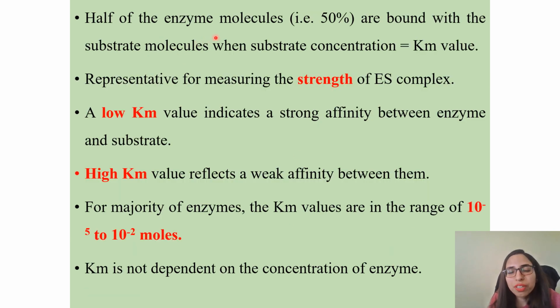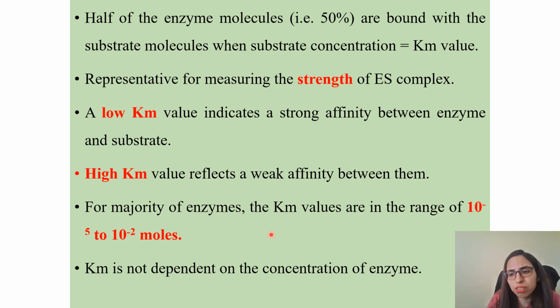Next, half of the enzyme molecules are bound with the substrate molecule when substrate concentration is equal to the Km value. This represents the measurement of the strength of the enzyme substrate complex. It means from the Km value we can tell whether there is a strong affinity between the enzyme and substrate, or a weak affinity. Now come to low Km value. If the Km value is low, it indicates a strong affinity between the enzyme and substrate. If there is a high Km value, it means a weak affinity between the enzyme and the substrate.